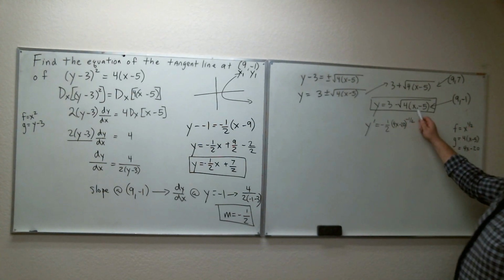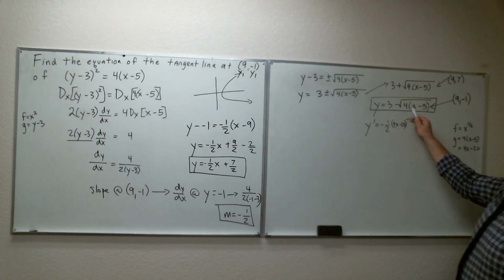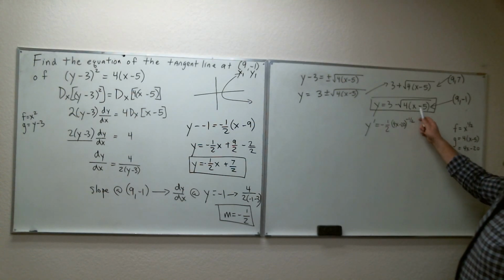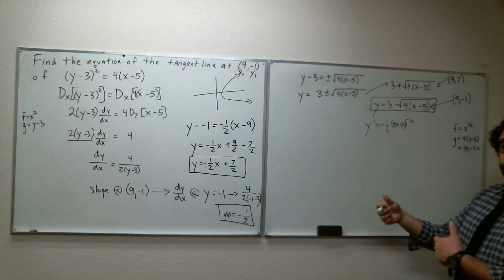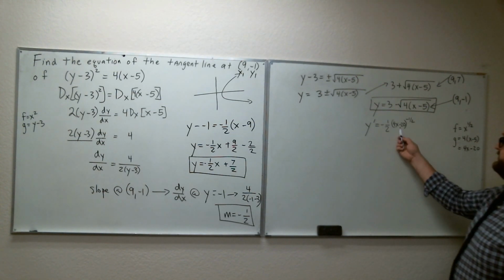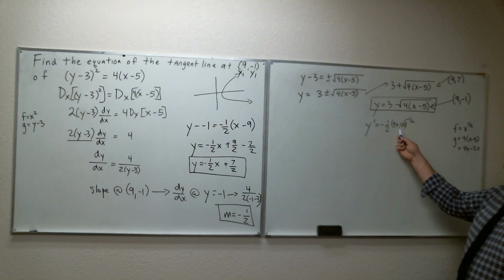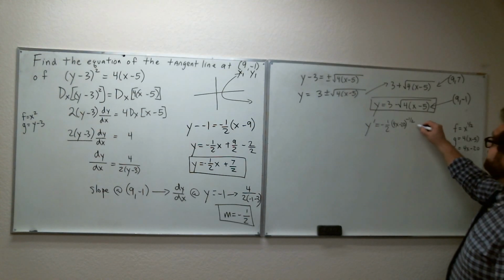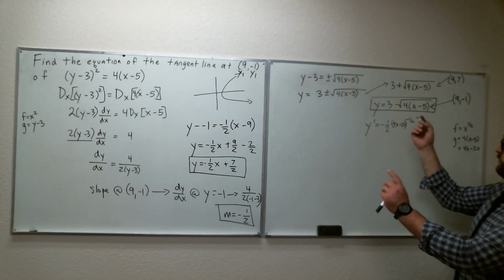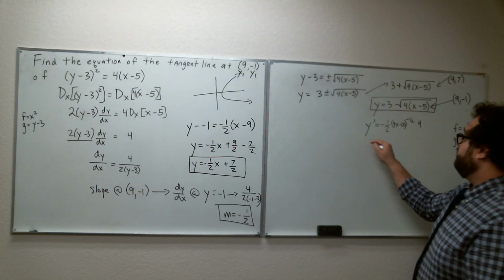Remember, I just went ahead and distributed the 4 there. So that's the same thing as 4 times x minus 5. But then we multiply by the derivative of our inside function. So what's the derivative of 4x minus 20? The derivative of 20 is just 0. The derivative of 4x is 4. So times 4.